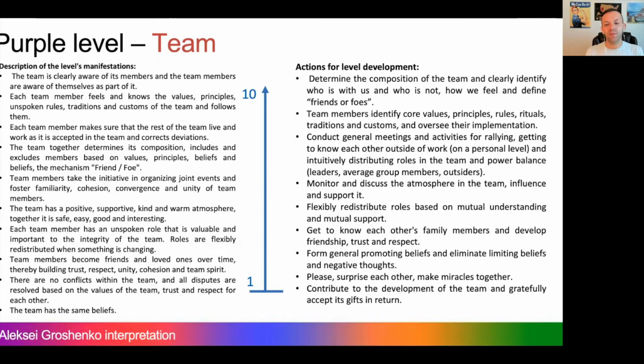That it's our body. Let me say it like that, right? Our person. Team members take the initiative in organizing joint events and foster familiarity, cohesion, convergence, and unity of team members. Initiative, yes, right? The group initiates these activities. The team has a positive, supportive, kind, and warm atmosphere. Together, it is safe, easy, good, and interesting. That's what we have to feel and observe from this team, right? And you can always say it. Each team member has an unspoken role that is visible and important to the integrity of the team. Roles are flexible.